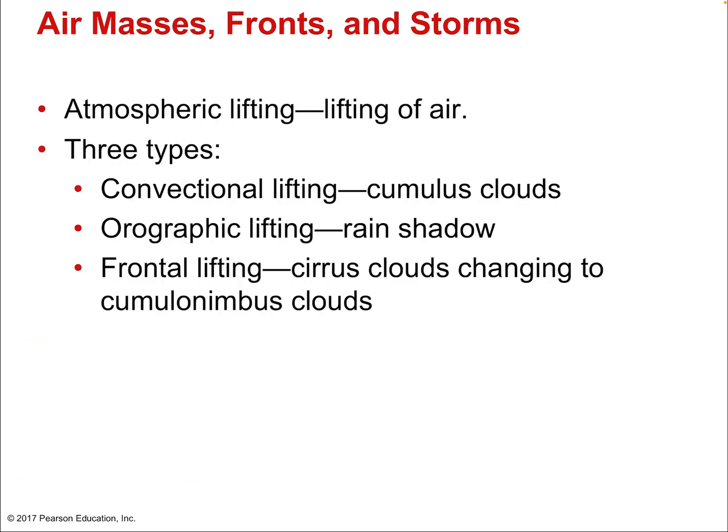So, what about another broad scale phenomenon? Well, that's atmospheric lifting. We've talked about the idea that warm air rises, and we can consider the rate at which it cools based on those adiabatic lapse rates. So it's a general theme: air rises, the lifting of air. Now there are 3 types of phenomena that lead to the lifting of air. Convection lifting, which involves cumulus clouds; orographic lifting, which is a rain shadow, so that's the air getting pushed up over a mountain range. Orographic is referring to the land being in the way and pushing the air up. And frontal lifting, which forms cirrus clouds changing to cumulonimbus clouds.